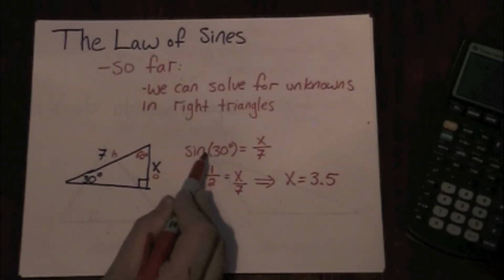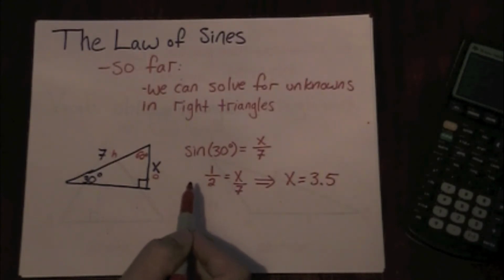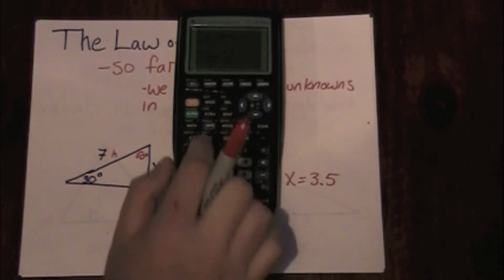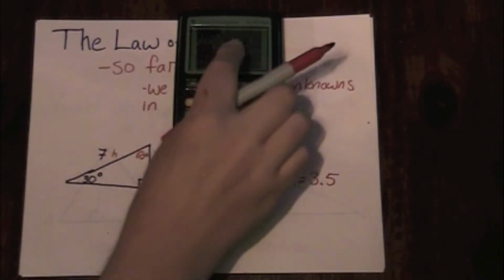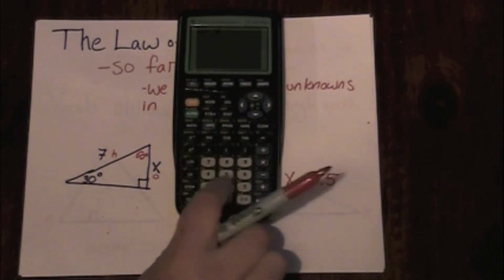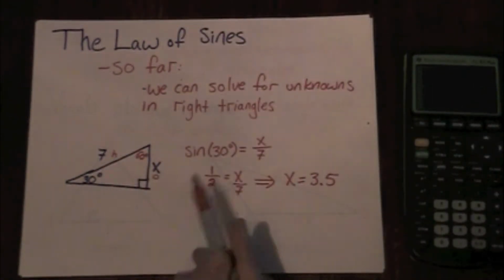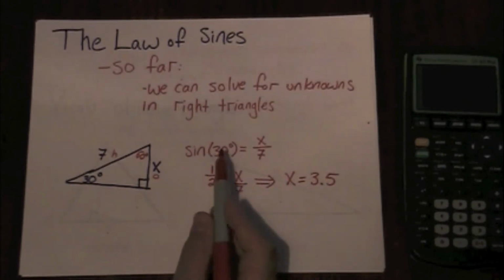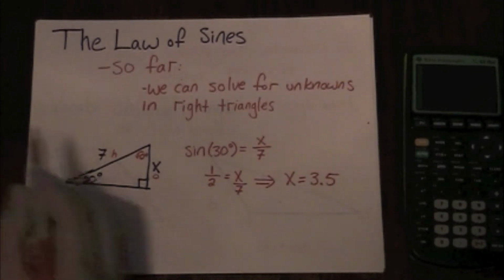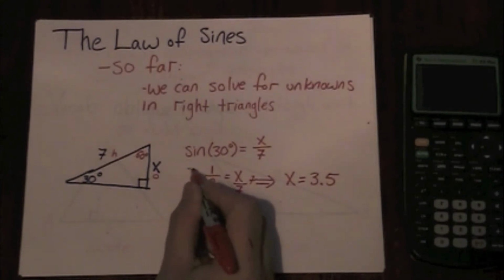Sine of 30 is going to equal 1/2. If you don't know your unit circle trig, feel free to use a calculator for that. Make sure that your mode is set in degrees, and then type in sine 30 and press enter. That'll give you 0.5. So if sine of 30 equals 1/2 and 1/2 equals x over 7, I can multiply both sides by 7 pretty quickly to get x equal to 3.5.